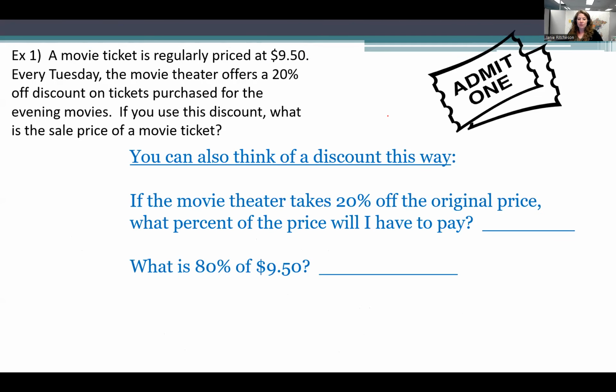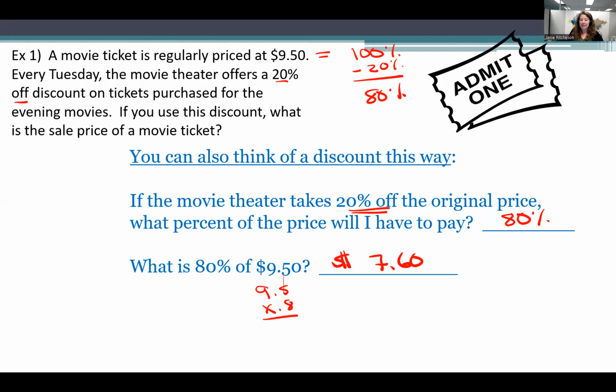All right, you can also think of the discount this way. If they have $9.50 as 100% of the original price, and they're going to take 20% off, 20% off of 100% is 80%. So if they take 20% off the original price, I am going to pay 80% of the original price. And if we want to know what is 80% of 9.5, we're going to multiply 9.5 times 0.8, and we're going to get in one step the same sale price as we did on the last situation, doing it in two steps.